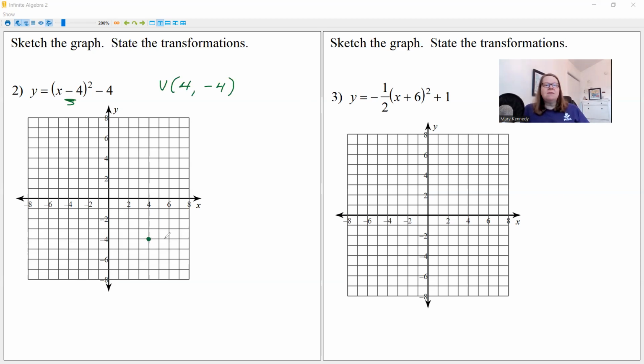And so now I have to think about whether it's opening up or down, how wide it is or narrow or just a regular U shape, that kind of thing. And so if you look right after the equal sign in front of the parentheses, there's nothing there. Technically, there's an understood 1, right? So if A is positive, which in this case it is, there's no negative in front, then I know it's going to open upward.